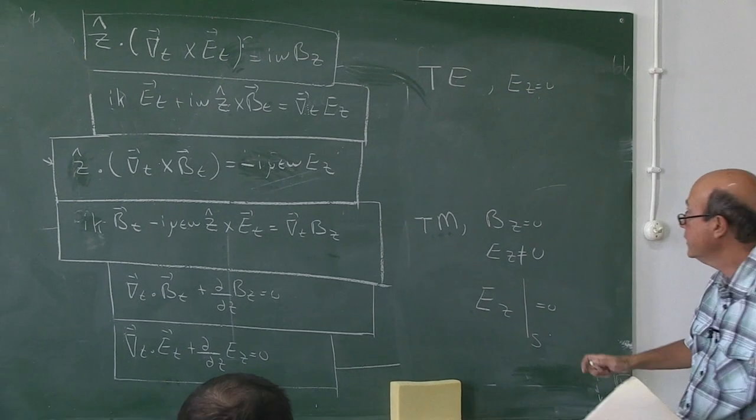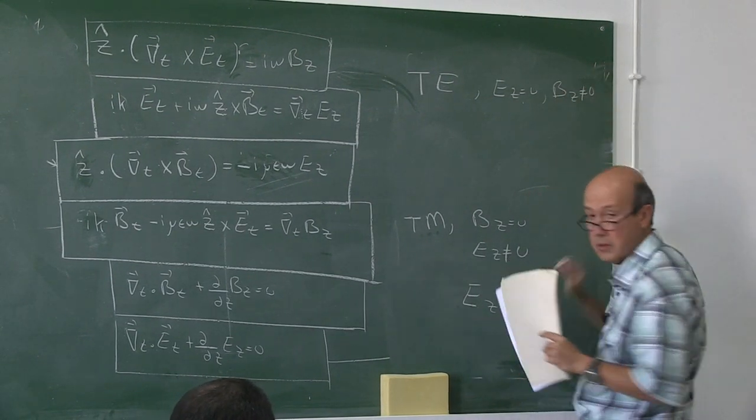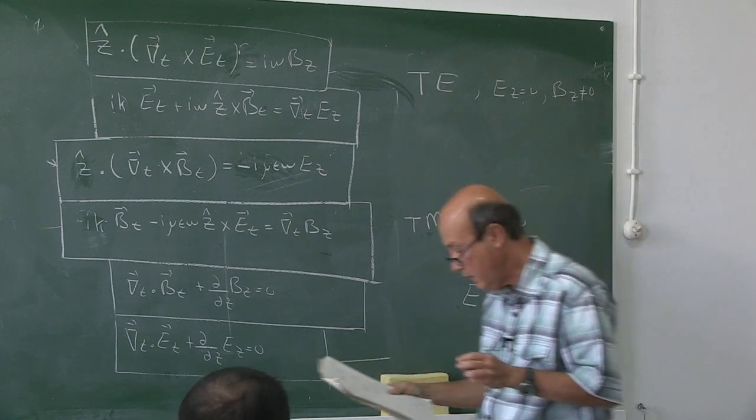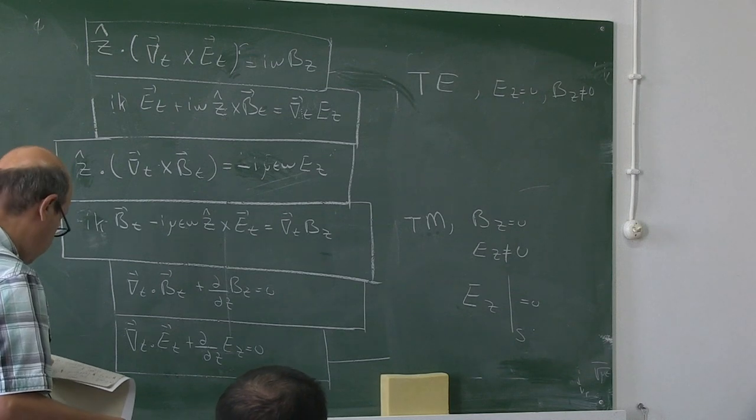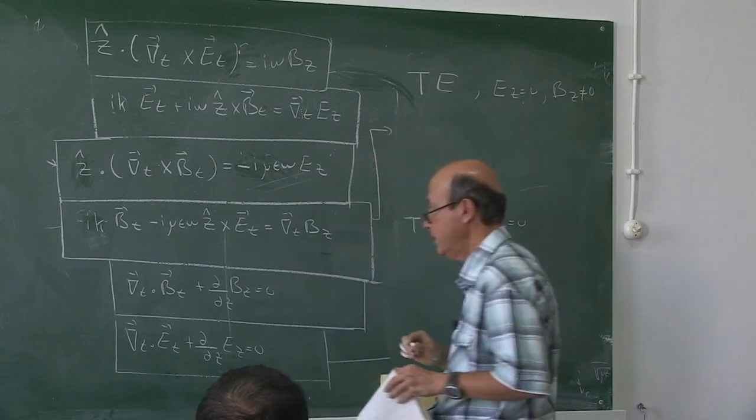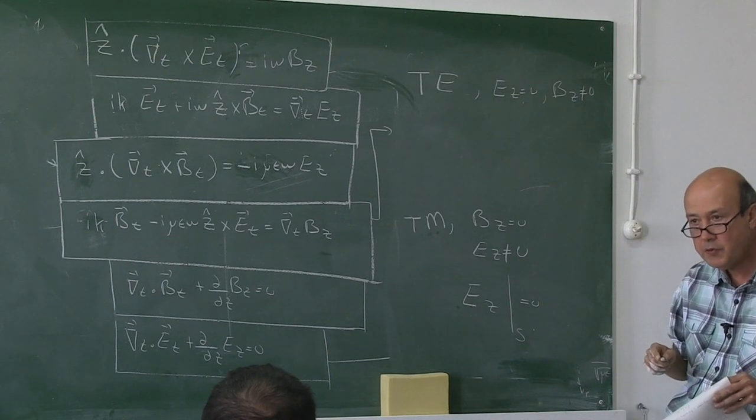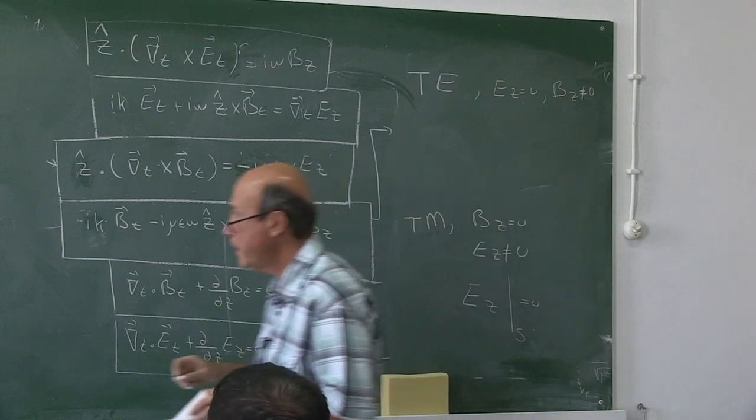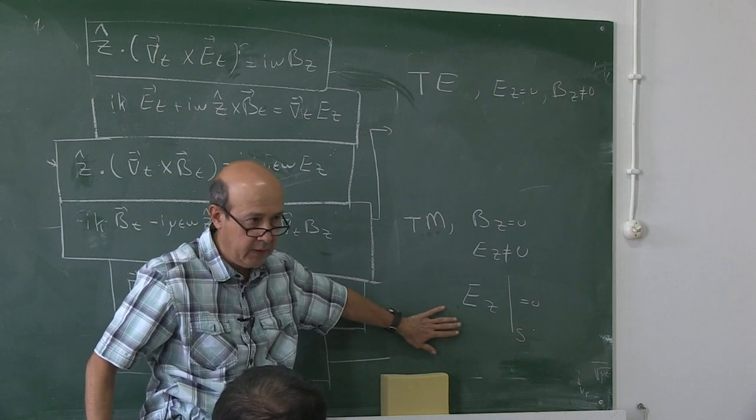The other one, TE: in that case, BZ is not equal to zero. What can we do for that? If you pick up this one and take the scalar product with the n unit vector, n is perpendicular to the surface. For this boundary condition, do you have any question? Is it clear to everyone? Okay.